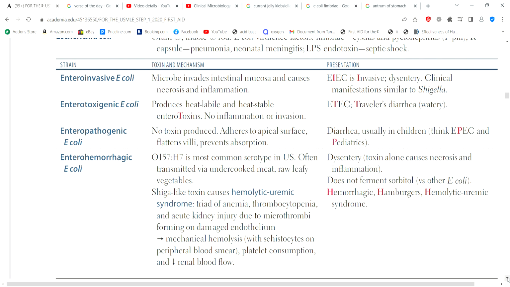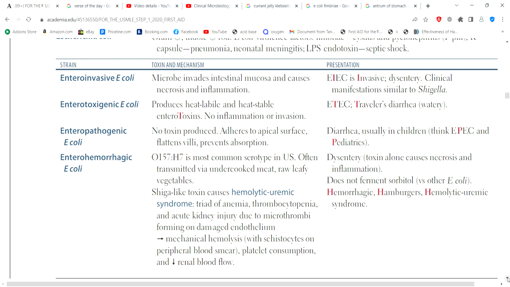Enteroinvasive E. coli is a microbe that invades the intestinal mucosa and causes necrosis and inflammation. This one is invasive. It causes dysentery, which is bloody diarrhea. Dysentery is bloody diarrhea. It looks like Shigella poisoning. So that's that.